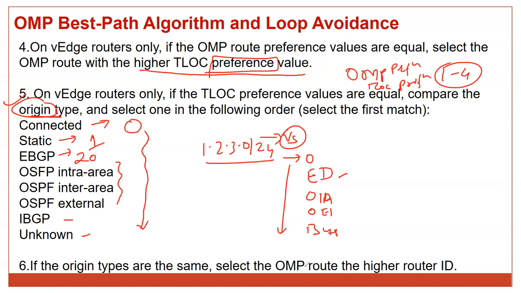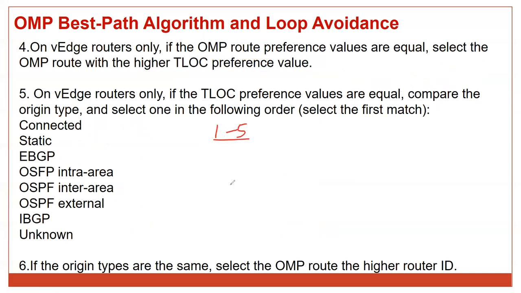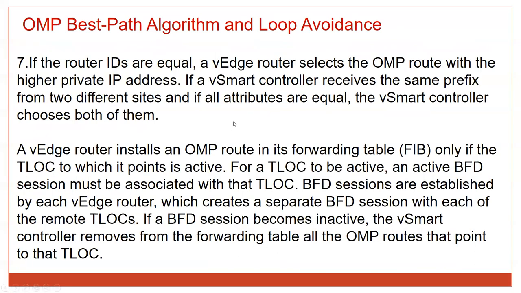Now again, if 1 up to 5 are the same, then it will check the OMP route with higher router ID. The same thing happens in BGP as well. If you check all those points, and suppose up to 1 to 6 are the same, let's see what will happen. If all those criteria match, then the vEdge router selects the OMP route with the higher private IP address. Again, its criteria falls under the IP address. So 10.10.10 versus maybe 11.11.11. It's not a good example for a private IP address, but you can think like that.